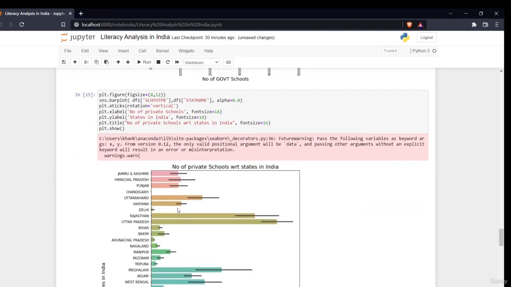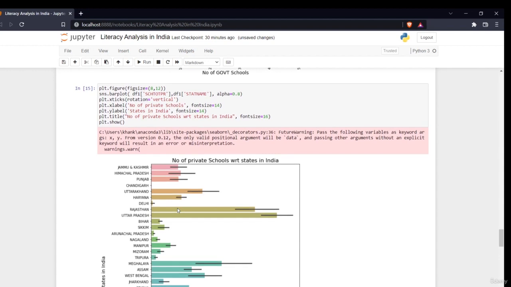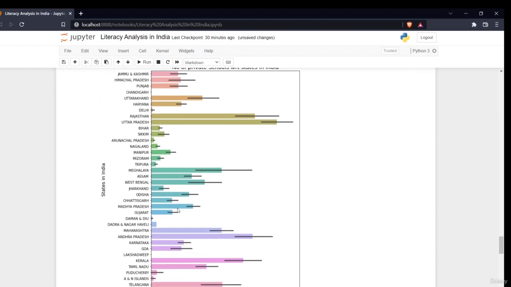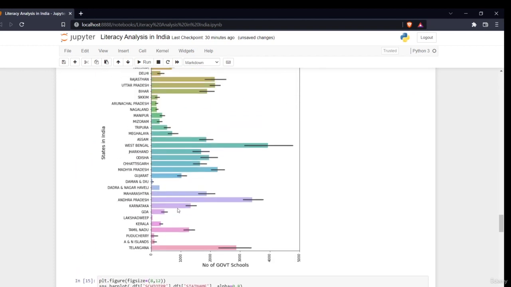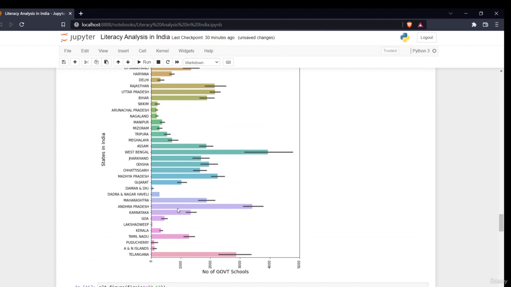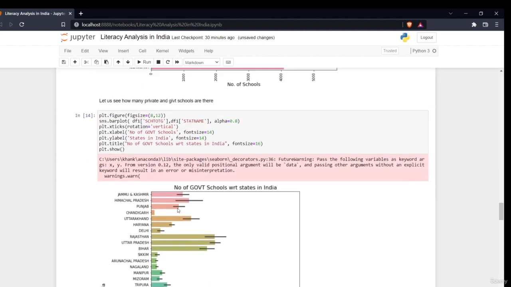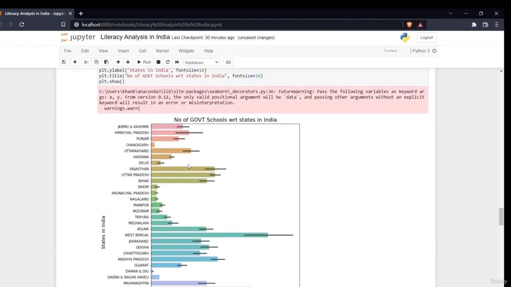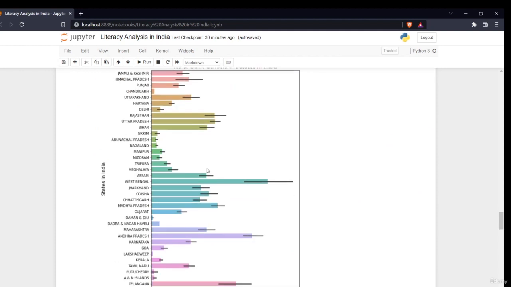So we have the private schools. Surprisingly, the highest number of private schools are in Rajasthan and Uttar Pradesh, followed by Arunachal Pradesh, Andhra Pradesh, and Maharashtra. But on the basis of the total population, it is okay, because most of the schools are government only.